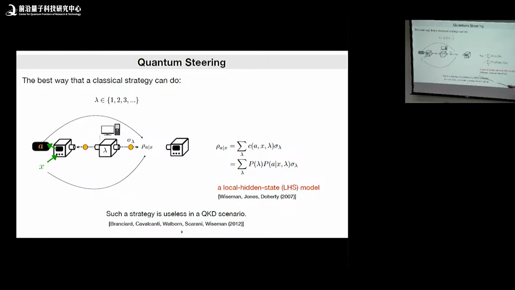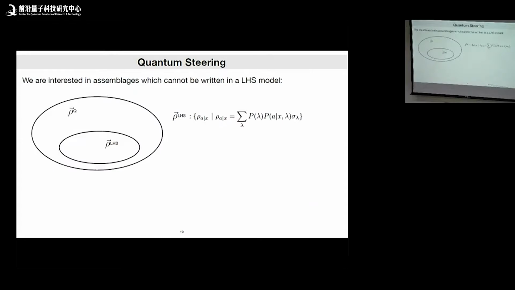So in the previous slides, we showed that if Alice and Bob share maximally entangled states, then the states obtained by Bob, this 0, 1, minus, and plus, are very useful in the quantum key distribution scenario. But in this classical strategy, the state prepared by Alice is useless in a quantum key distribution scenario. So what we're finally interested in will be assemblages which cannot be written in the local hidden state model.